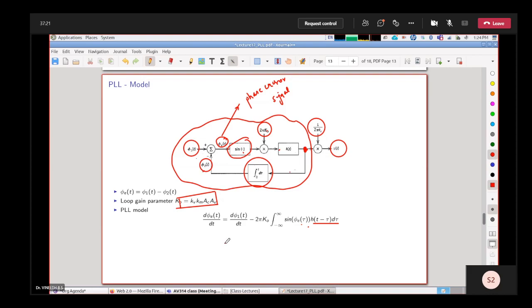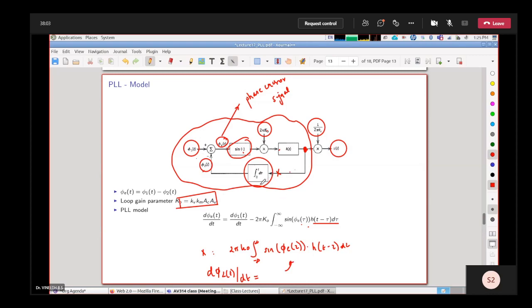Let me write that down. The input here is 2 pi k0 times the integral of sine phi e of tau into h of t minus tau d tau. That is what we have here. Now, what are we doing with this? This signal we are integrating to get phi 2 of t. So if we take the derivative of phi 2 of t, what will that be? That will be just this, whatever signal that we have here.